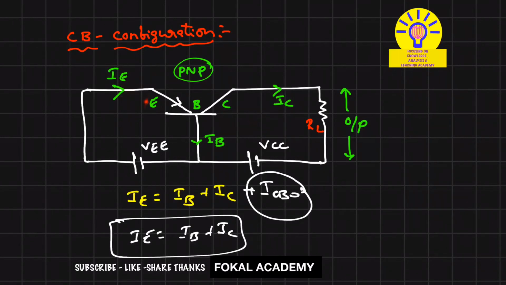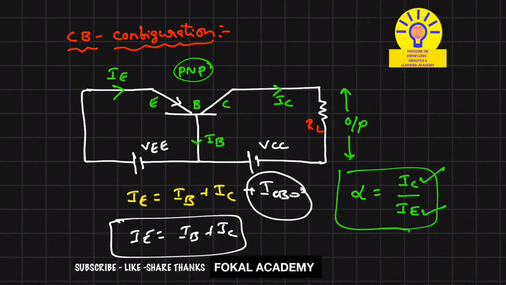In this configuration, the IC is the output current and emitter current is the input current. So output current by input current is called the current amplification factor. In CB mode, it is represented with alpha. That's equal to IC by IE, collector current by emitter current, that's equal to alpha.